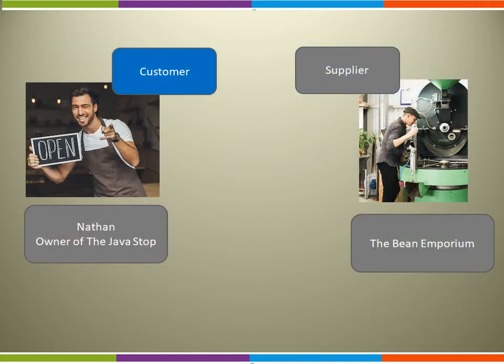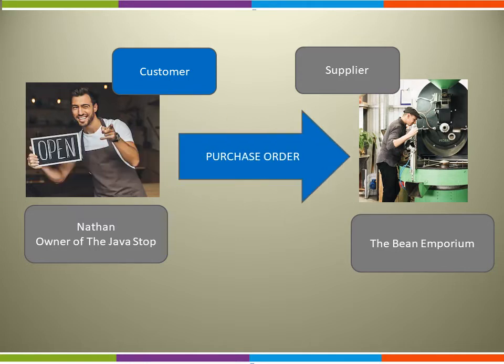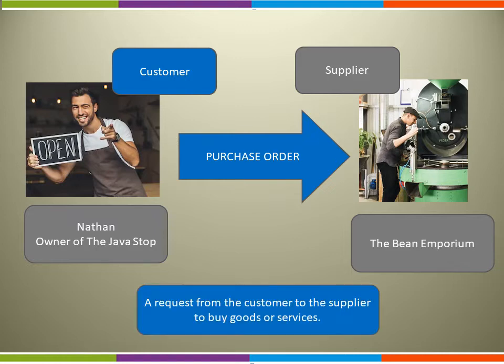Our first document flows from the customer to the supplier. This is the start of the whole process. The customer sends a purchase order to the supplier. Just like when you or I go into a shop, we may tell the shop assistant what we want to buy. The customer is telling the supplier what they want to buy. This is a request from the customer to the supplier to buy goods or services.